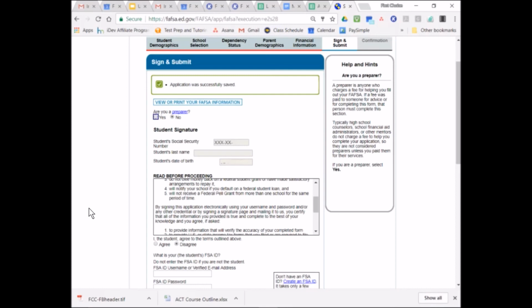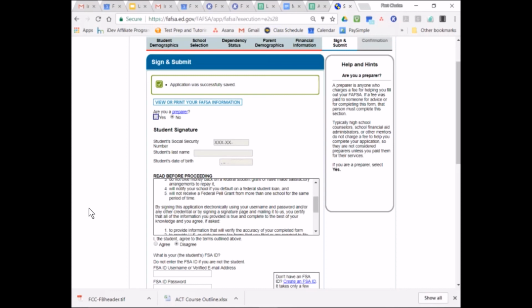What you would want to do now is click this View or Print Your FAFSA Information. That'll get you a summary of all the information you've submitted. You may want to print that out and just double check everything, and also perhaps save a copy of it as a PDF so that you can get back and review that information. If you had someone help prepare it, a paid preparer, then you would have to click yes, and they would need to sign it as well.